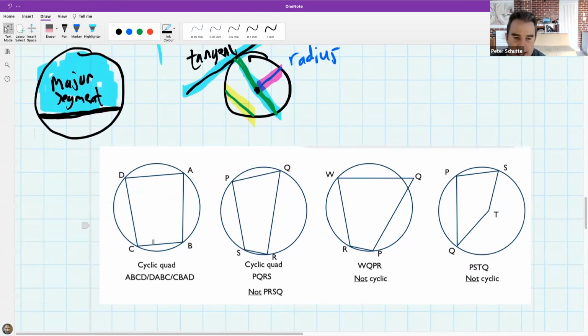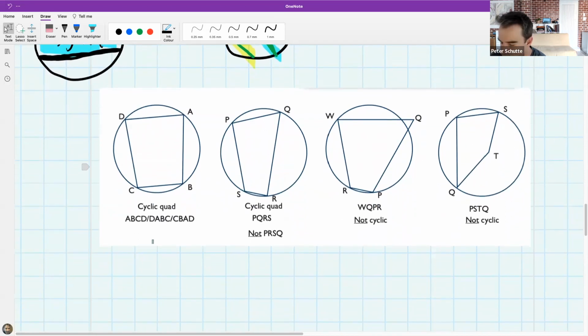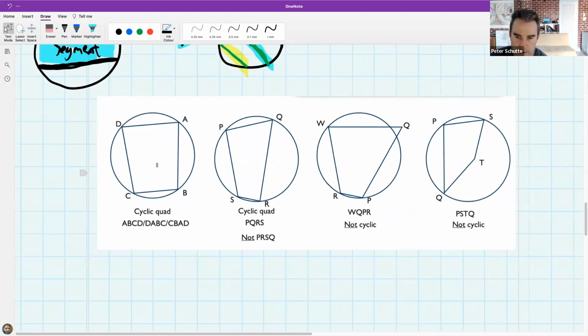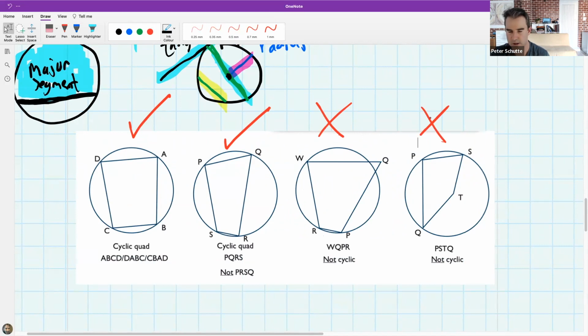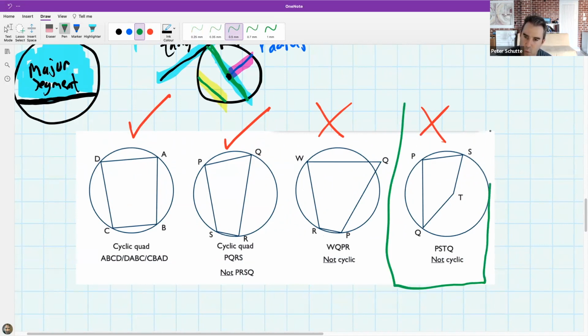So that is good. Then in the previous lesson, I started to talk about something called a cyclic quad. So I've got 4 different types of quadrilaterals here. And these 2, so this one over here and this one over here are cyclic quads. This one here and this one here is not a cyclic quad. Would anybody be able to tell me why? Let's choose to focus on this one. Why is this PQ or PSTQ not a cyclic quad?